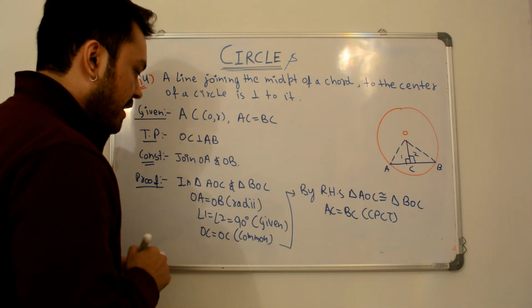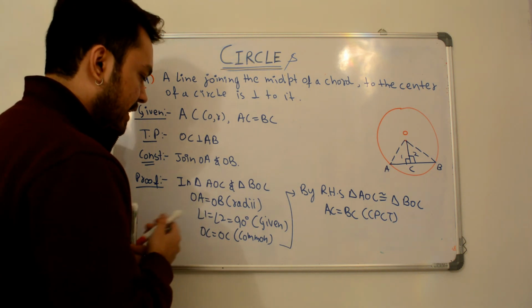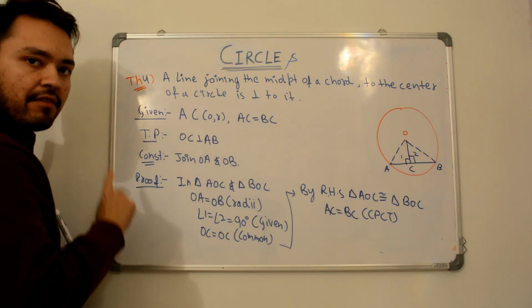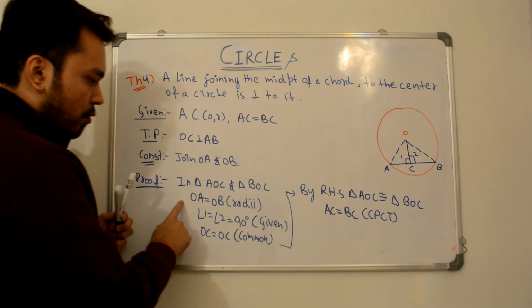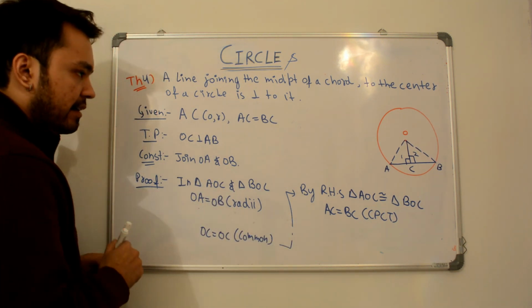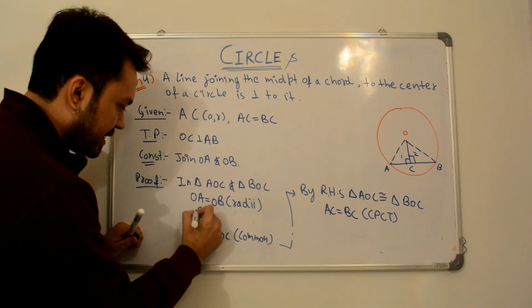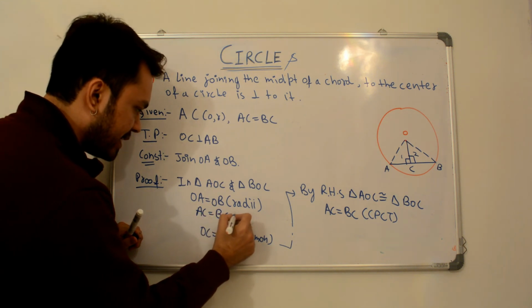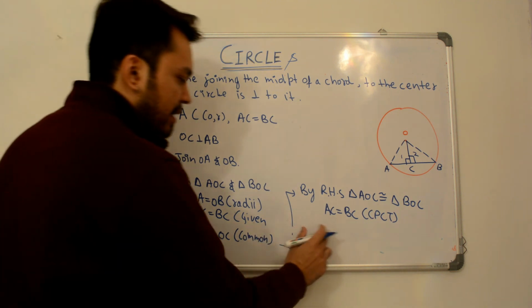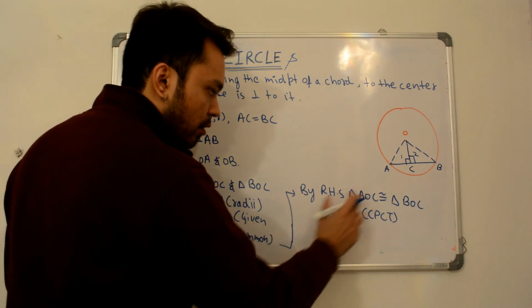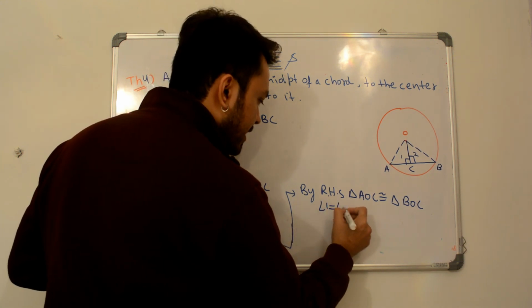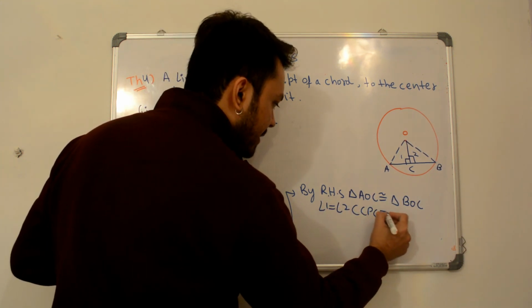So now OA is equal to OB, that are the two radii. Now this angle 1 and angle 2 are 90 degrees, we have to prove, right? Again, OA is equal to OB radii. Since we have to prove this condition, we cannot write given. What we can write is AC is equal to BC, because that is actually given to us. And by RHS, these two triangles are congruent to each other. And now we can write that angle 1 is equal to angle 2 by CPCT.